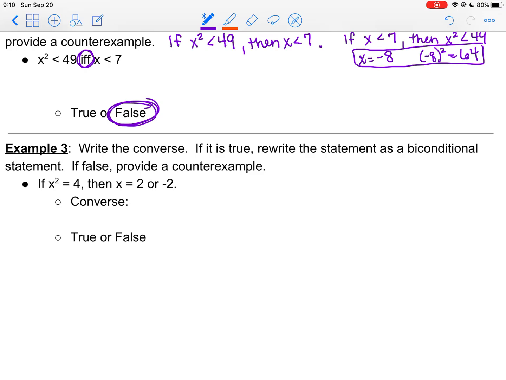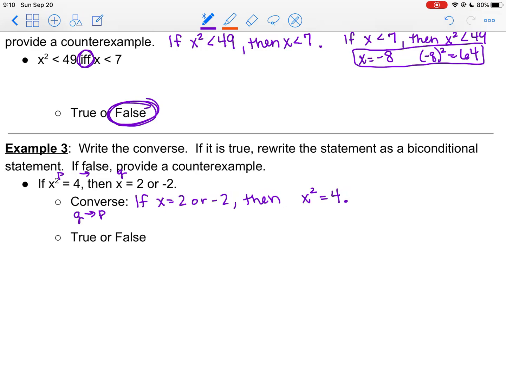All right, for example 3, we have a conditional statement. If x squared equals 4, then x equals 2 or -2. And we are going to write the converse. This would be P, then Q, so for our converse, we're going to go Q, then P. So if x equals 2 or -2, then x squared equals 4. Then we're going to look and see if this is true. If it's true, we're going to rewrite it as a biconditional statement. If it's false, we're going to prove it with a counterexample. So let's test both of these.